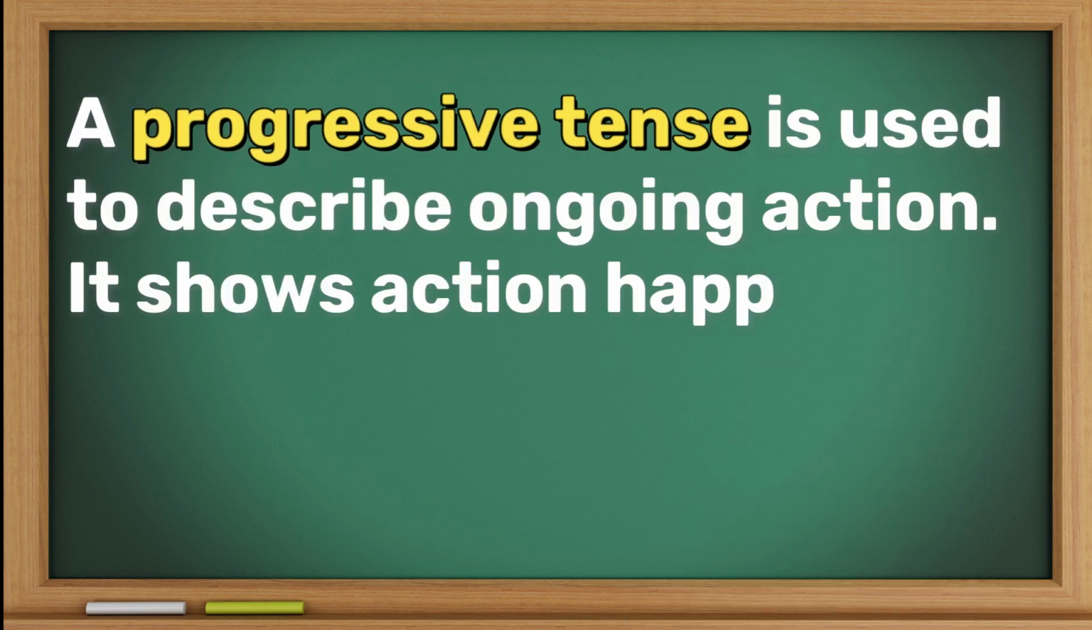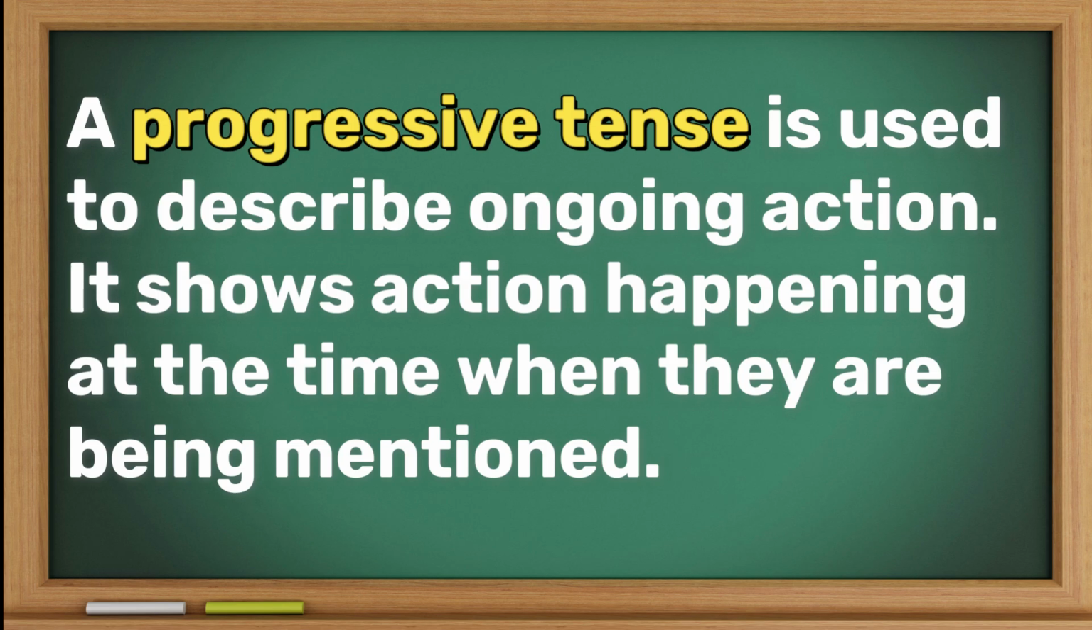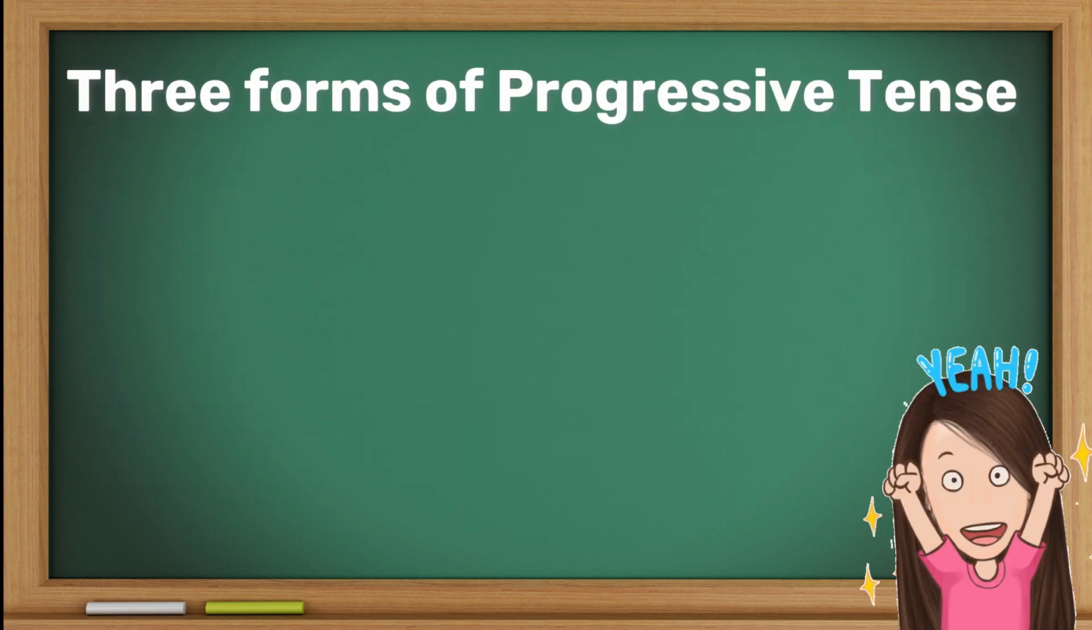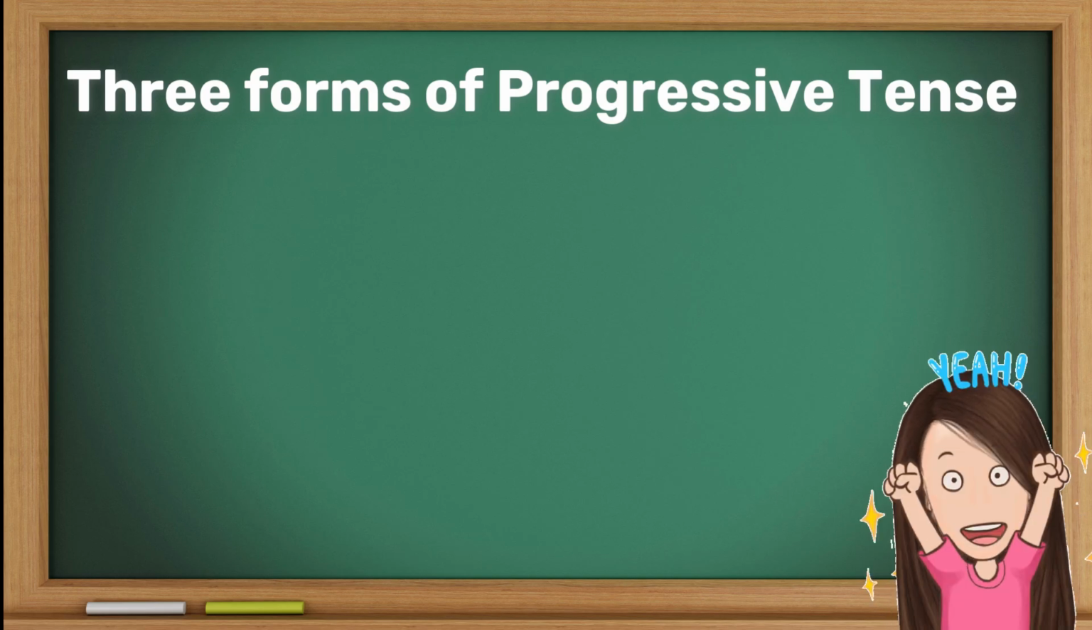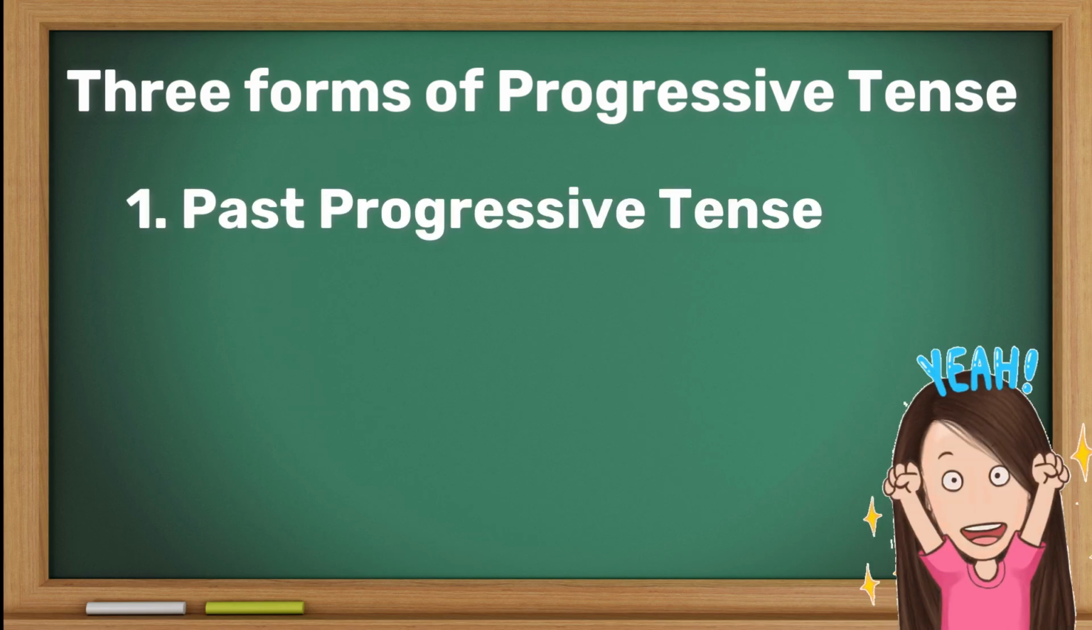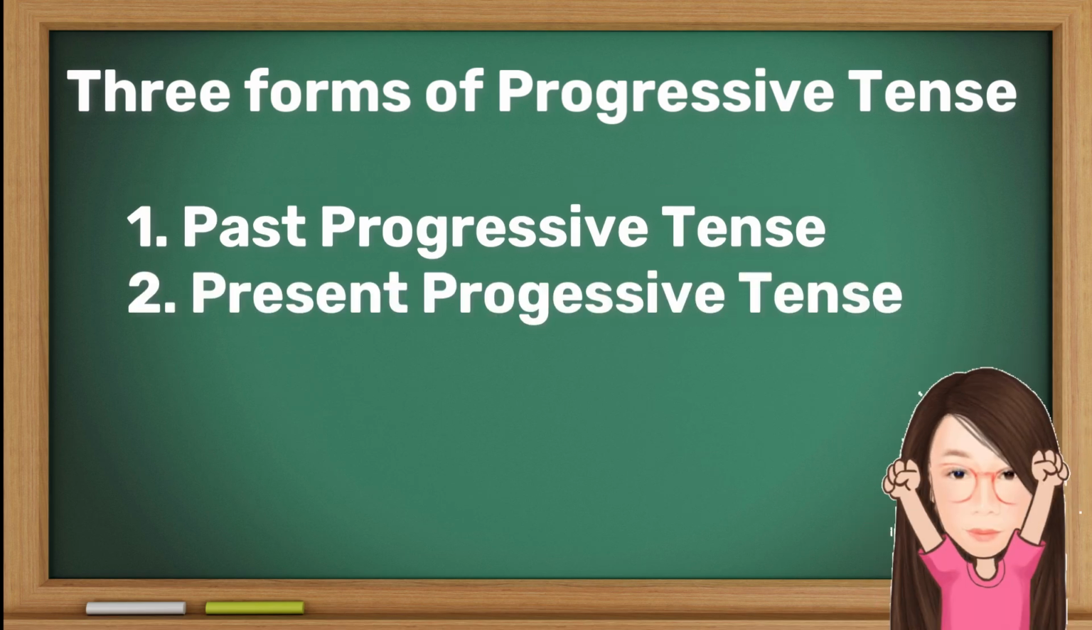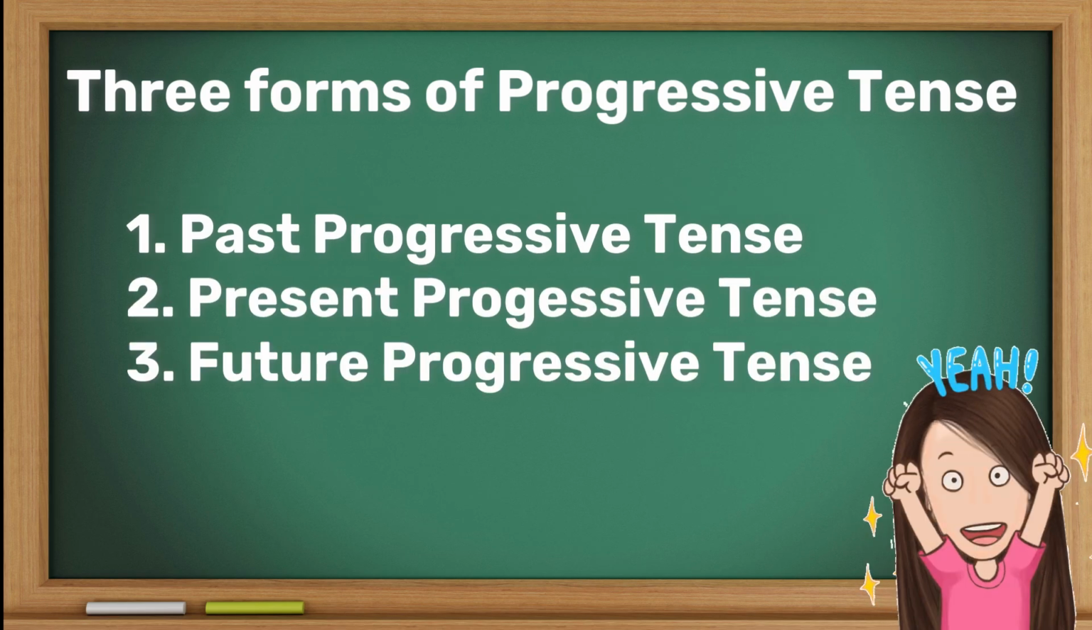A progressive tense is used to describe ongoing action. It shows action happening at the time when it is being mentioned. Just like simple tenses and perfect tenses, verbs in progressive form also have three tenses. They are past progressive tense, present progressive tense, and future progressive tense.